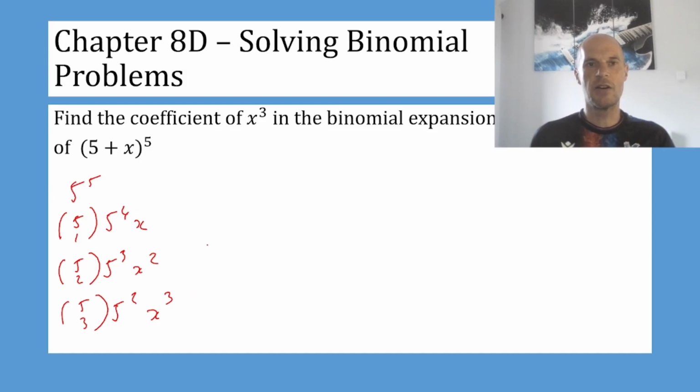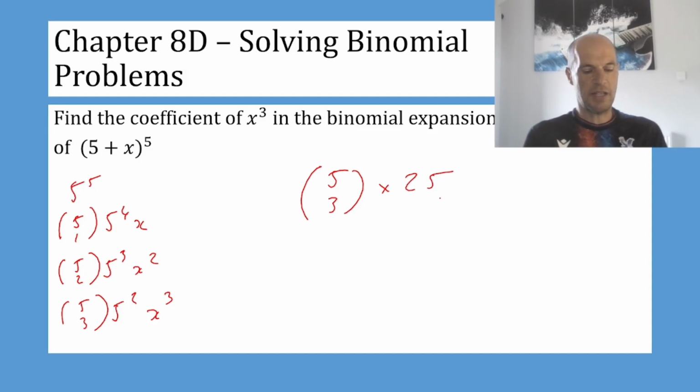Right, okay, so we don't need to do the full expansion, we just want the coefficient of the x cubed. So the coefficient of x cubed is simply 5 choose 3 times 5 squared, or times 25. So grab the calculator. What is 5 choose 3? That is 10 times 25, so that is 250.